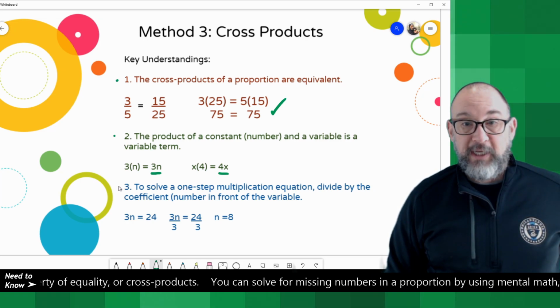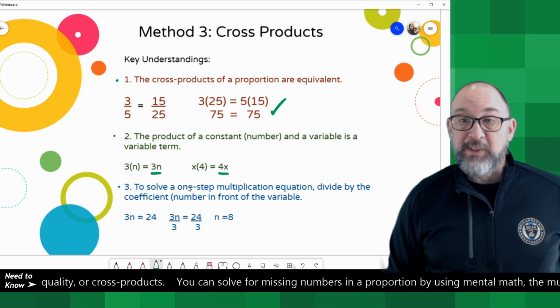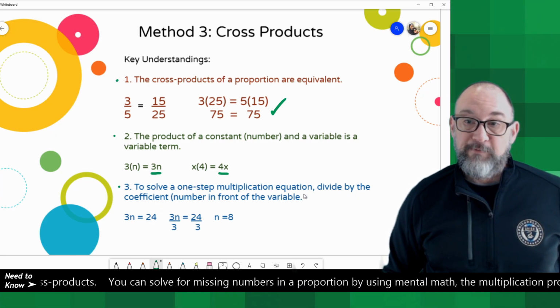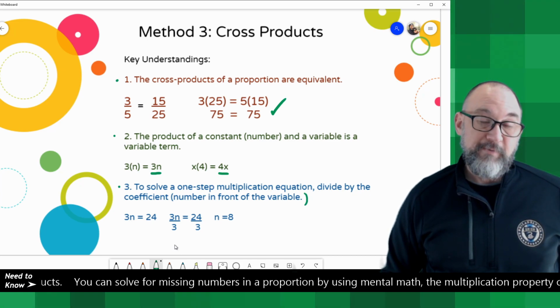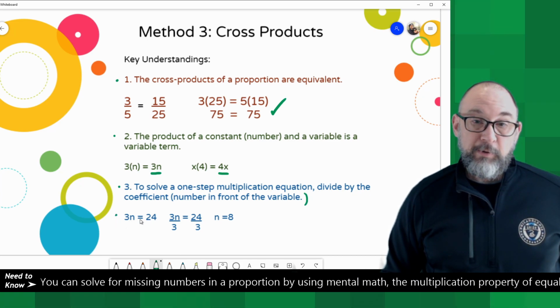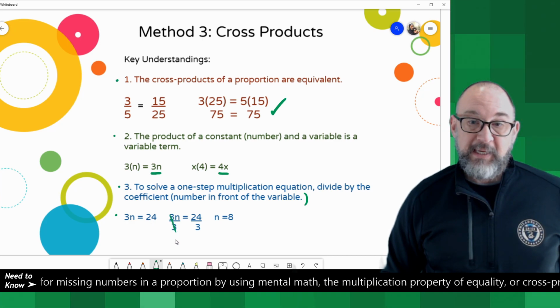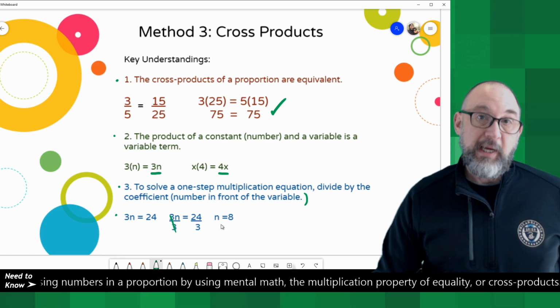And the third key understanding, to solve a one-step multiplication equation, we divide by the coefficient. Remember that coefficient there is the number in front of the variable. So 3n equals 24. If you divide both sides by 3, this cancels out, and n equals 8.